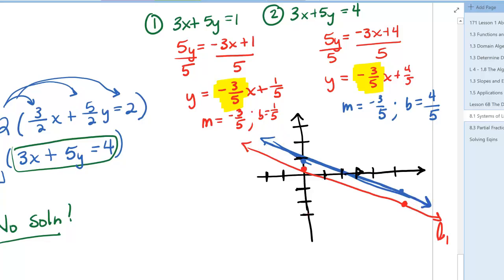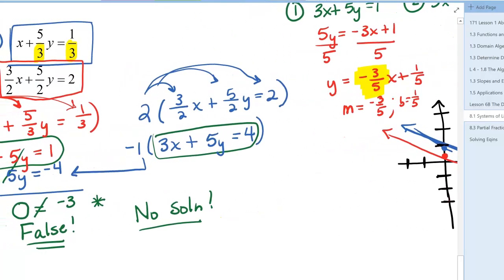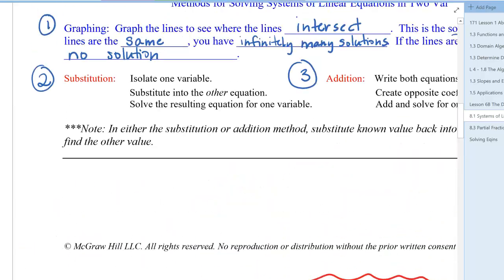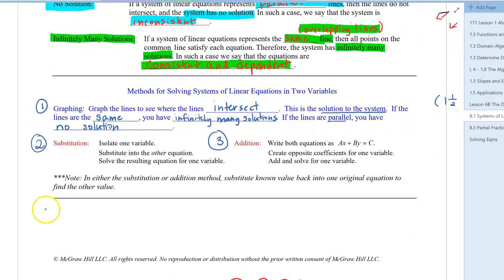So when we graph these, we see that they are, in fact, parallel because their slopes are equal, which means they'll never intersect, which means there is no solution. And if you remember, we call this system inconsistent. So just to round out this video, let's go back to where we were showing the 3 things that could happen, and let's make a note here.